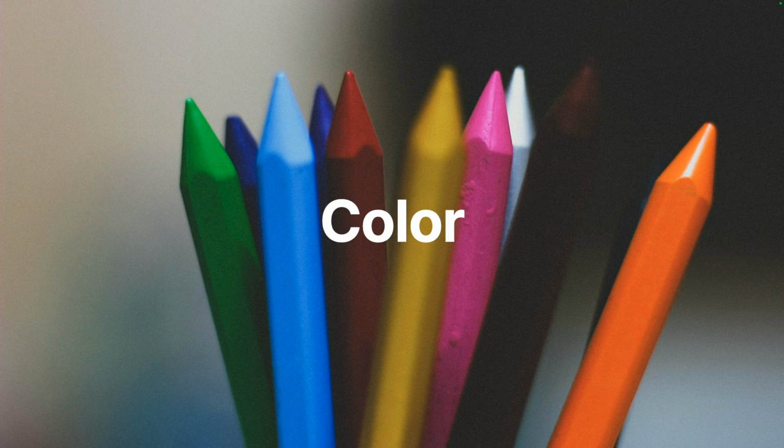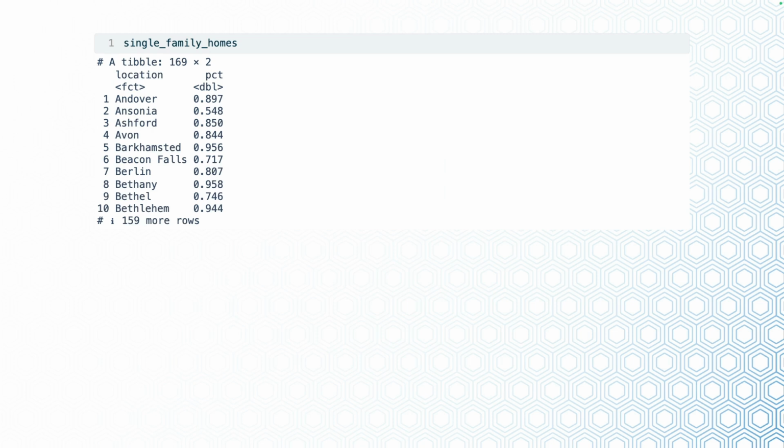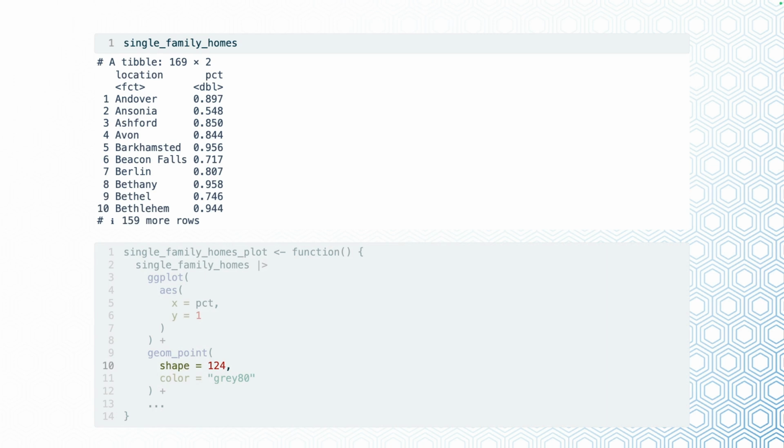For color, an example, going back to our Connecticut reports: this is a chart looking at single-family homes as a percent of all homes. Each of the gray lines represents one town in the state of Connecticut, and that big blue line represents the town that's highlighted in that particular report, in this case, Hartford. The data that we use for this has just location and then percent. And we make a function for a single-family homes plot where we pipe our single-family homes data in.